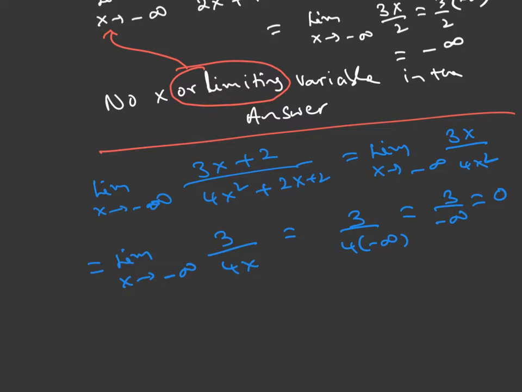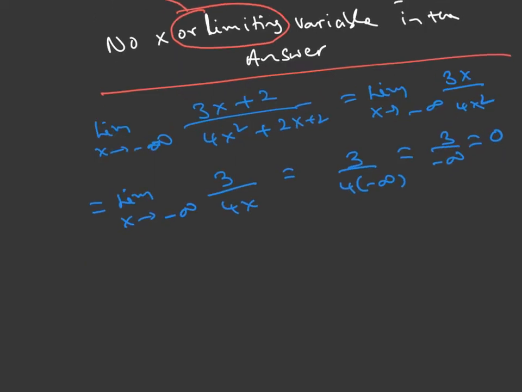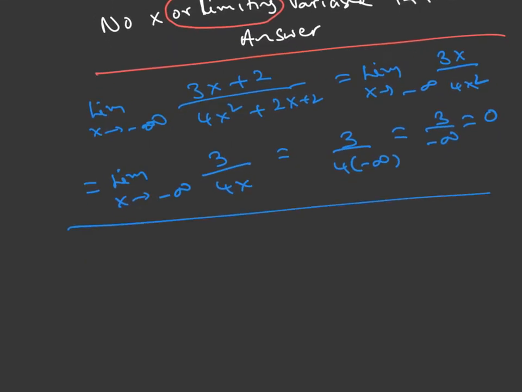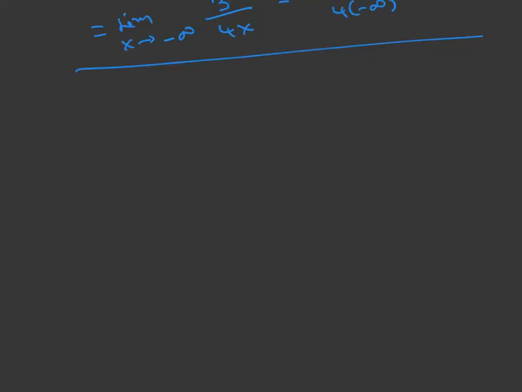When you divide a number by a large quantity, your answer would be very close to 0. So when you divide a number by an absolutely big number, which is infinity, it's going to be a very, very negligible small number, which is 0.